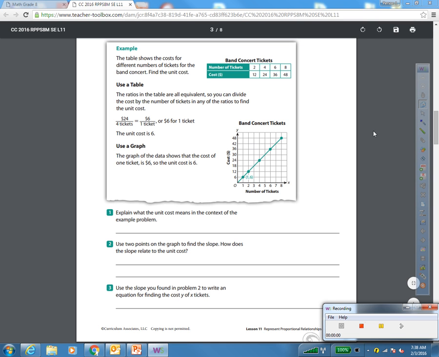Hi class, these are the homework corrections for page 125 and 126.